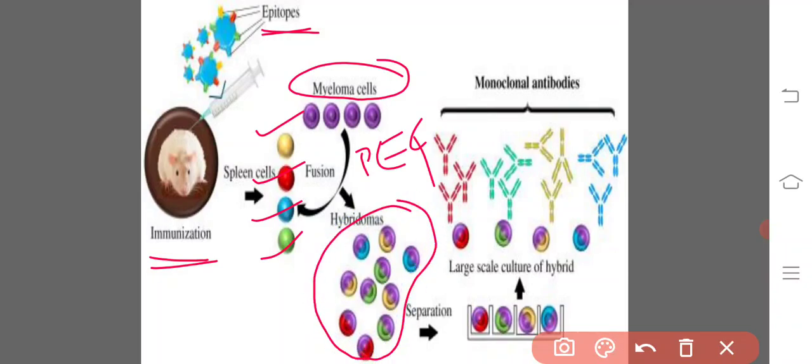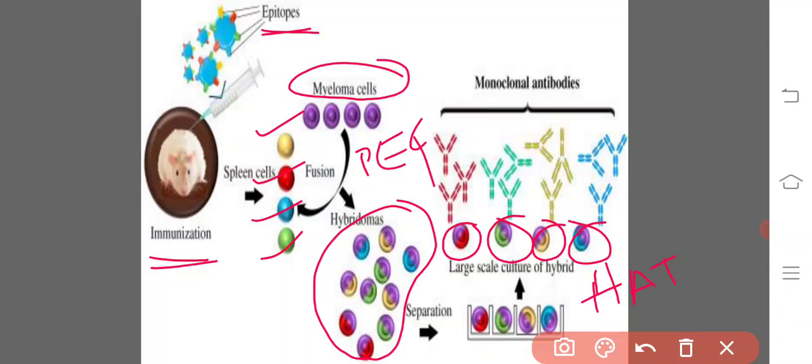These hybridomas are cultured for the screening, and we are using the HAT medium, hypoxanthine, aminopterin and thymidine medium, and thereby we select these cells as successful hybridomas and culture them in an appropriate medium to produce the clones of the hybridomas.